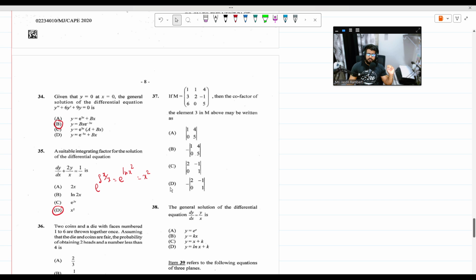The cofactor of the element 3, this element 3 here, will have a negative in front of it: negative 1405. The answer is B.